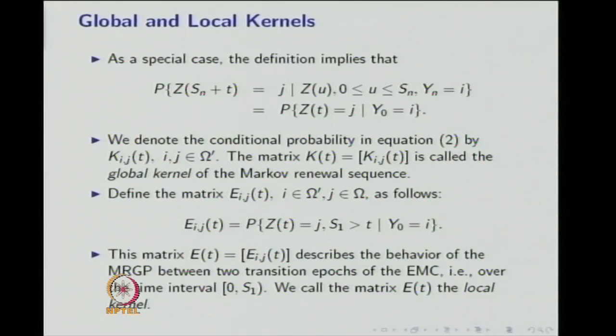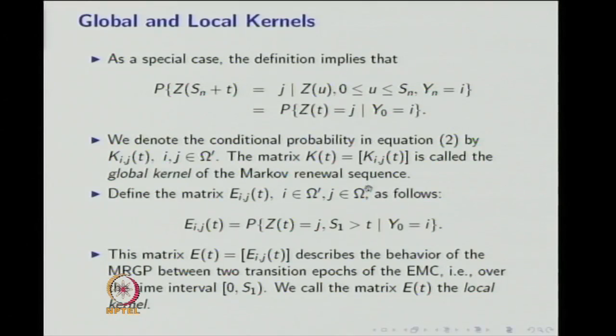For the Markov renewal sequence, we can find the global kernel. The global kernel is the matrix K(t) that consists of K_{i,j}(t), where each K_{i,j}(t) is nothing but the probability that Y1 is equal to j with S1 less than or equal to t, given Y0 is equal to i.